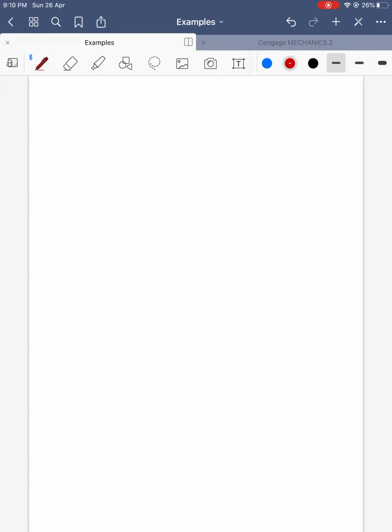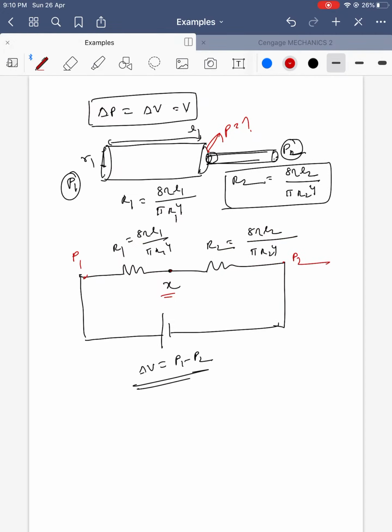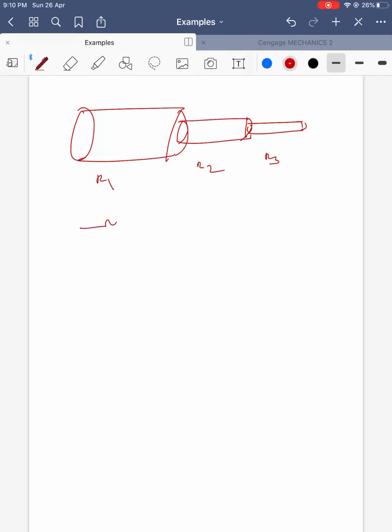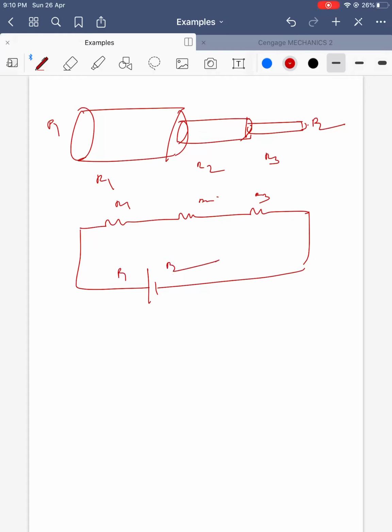Next, how to handle a parallel connection. In this they can ask many questions. They can ask one tube, another tube, and another tube connected in series. So R1, R2 and R3. Take three resistors in series, R1, R2, R3, connected across a pressure difference. Here is P1 and there is P2. If they ask us to find X here, you can get the value of X.